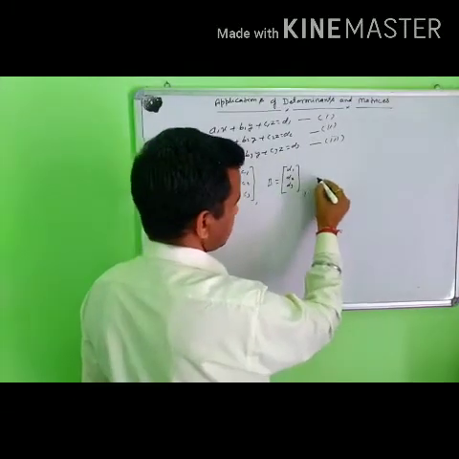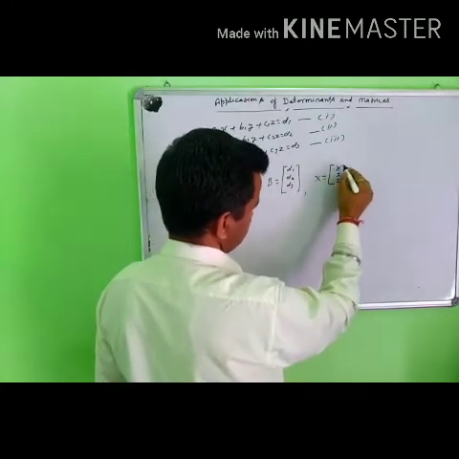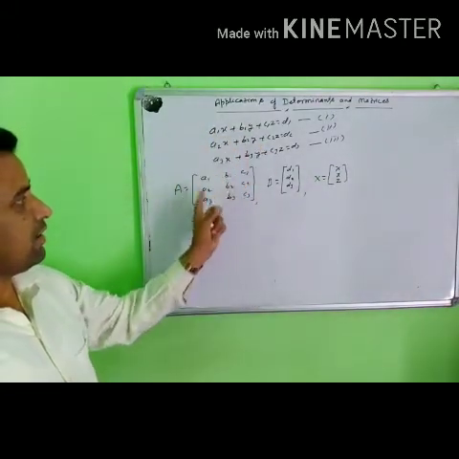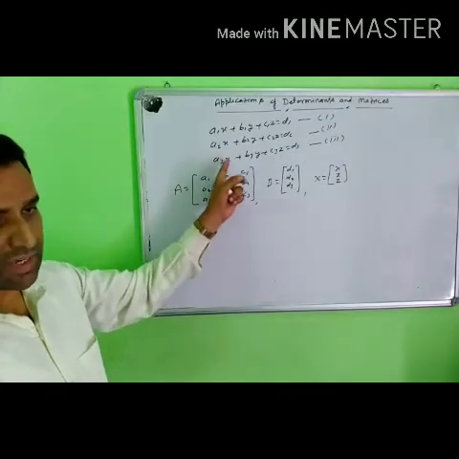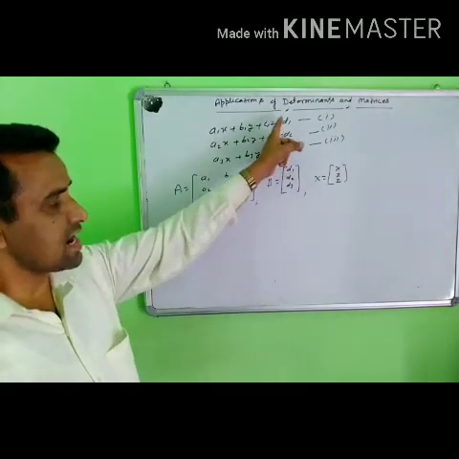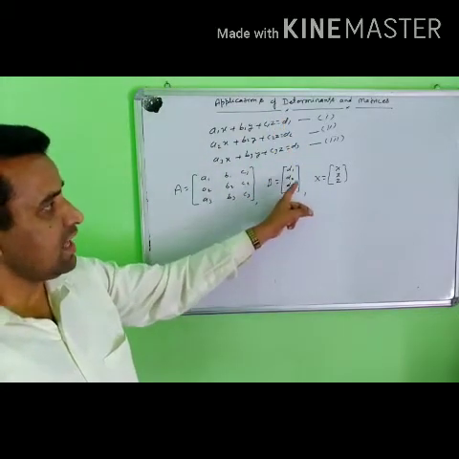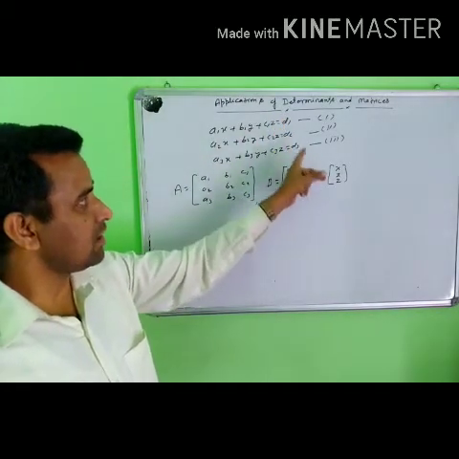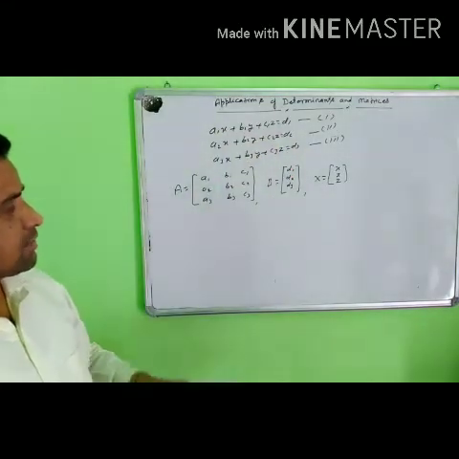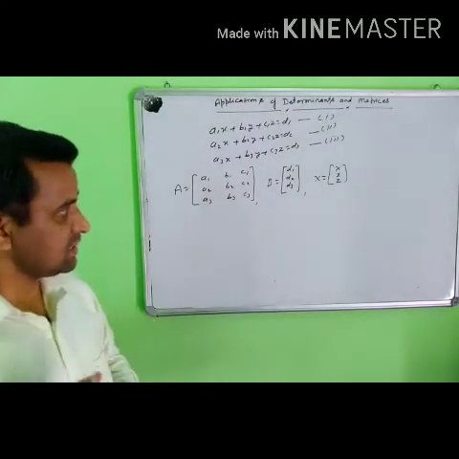Third, this is the matrix X, the variable numbers. Matrix A comes from these equations, the coefficients of x, y, z. Matrix B is always the right side values. And matrix X is formed from the variables x, y, z.